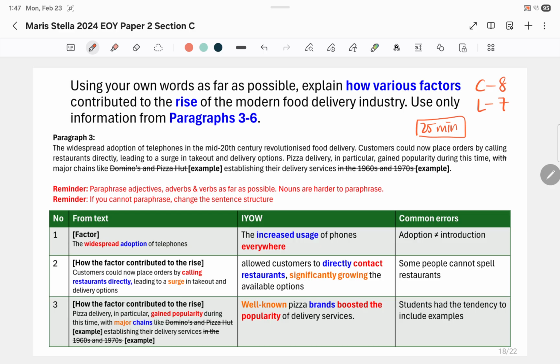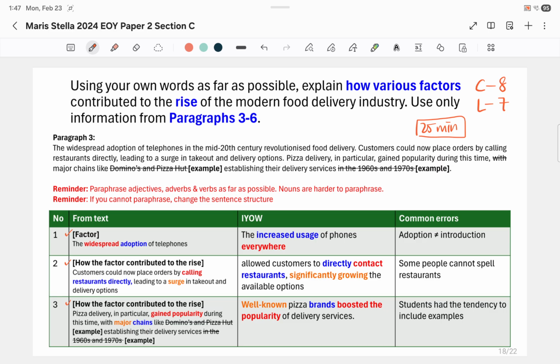So this question is asking you to use your own words as far as possible, explain how various factors contributed to the rise of the modern food industry, and you're only to use information from paragraph 3 to paragraph 6. So what I've done here is I've put down different paragraphs on each slide, and I have indicated whether it is a factor or it's something to show how it has contributed to the rise of the industry.